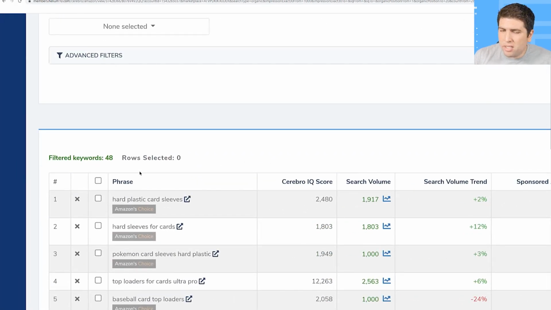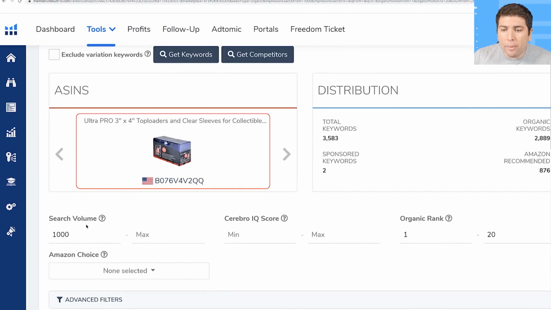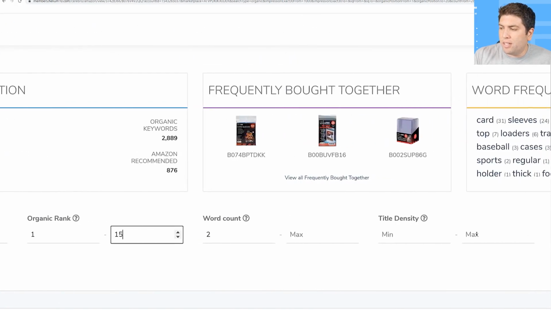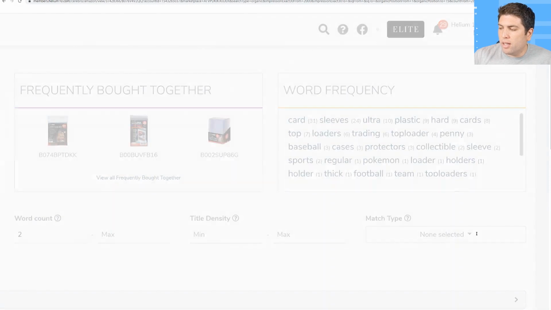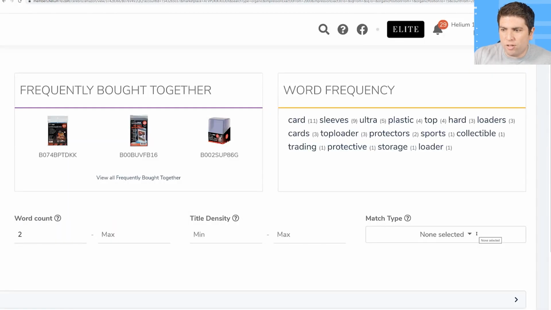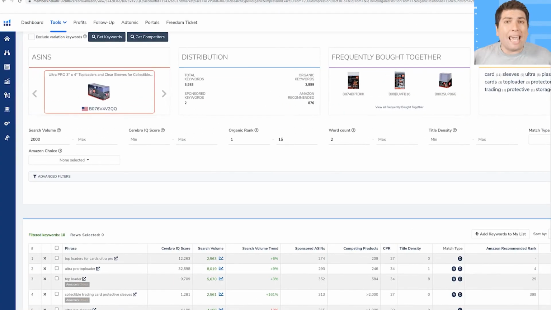All right, I still want to narrow this down further. So you know what I'm going to do? I'm actually going to put 2,000. And then I'm going to take this organic rank down to 15. Let me see if this brings me any closer to the top 10 or 15 keywords. There we go, 18 keywords.